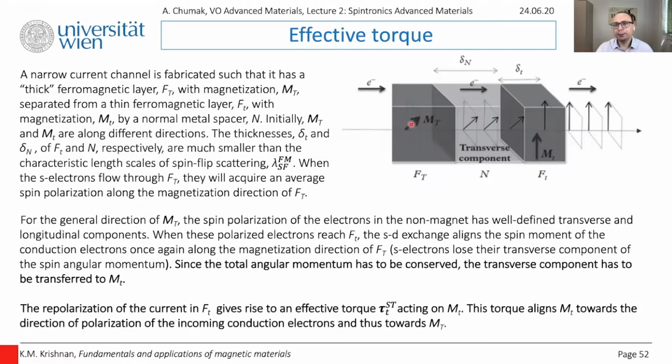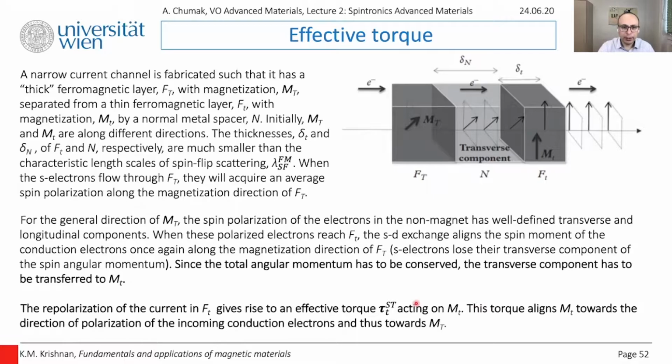So it means that you split this magnetization into two components, and one of these components is transferred into the next magnetic layer, and the repolarization of the current by Ft gives rise to the effective torque. Yeah, so that's why it's named spin transfer torque, because at the end of the day we will get this torque which is acting on Mt small. And this torque aligns Mt towards the direction of polarization of the incoming conducting electrons, and thus towards Mt capital. Okay, so this is the idea.